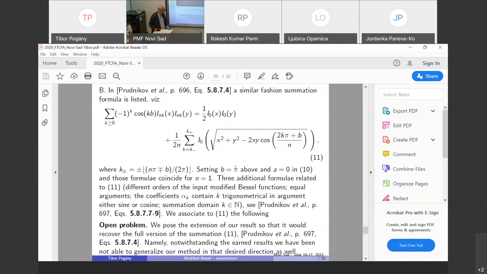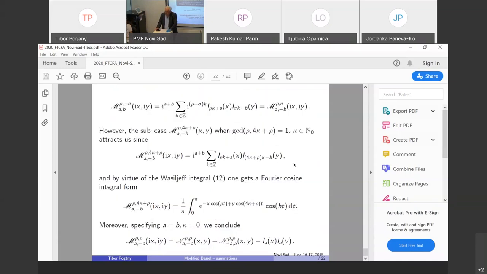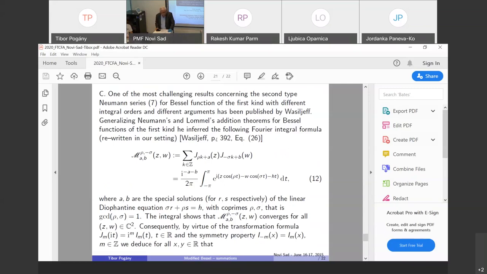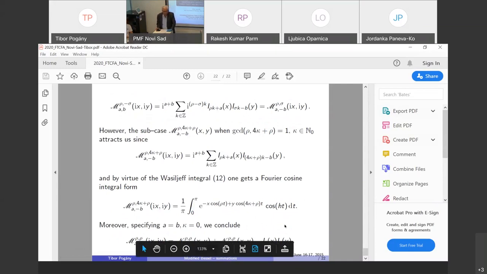Finally, we just posed the open problem. How can we extend our method to get also a result which would be a counterpart of the Prudnikov result here? See, the most interesting result is by a German electrical engineer, Alexander Vasiliev, who is of Russian origin, and he gives some similar result. We transform his sum, because he is considering Bessel functions, not modified Bessel functions. So putting iX and iY instead of Z and W, we get the connection between Vasiliev and our result.